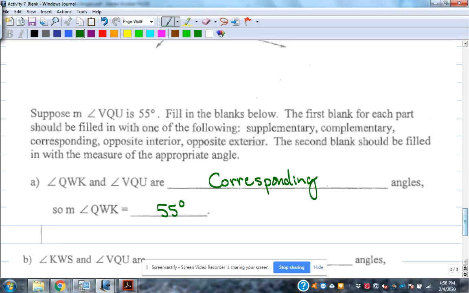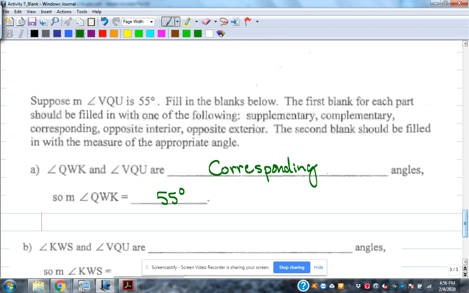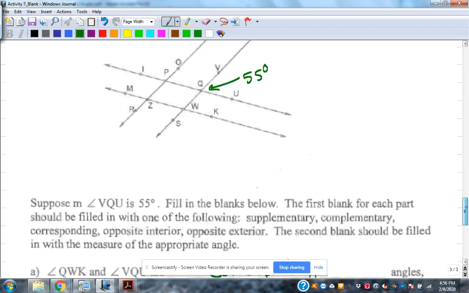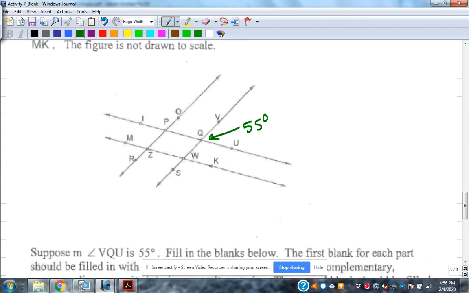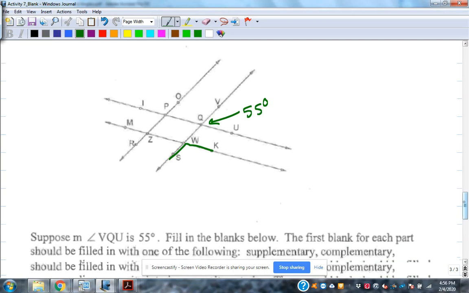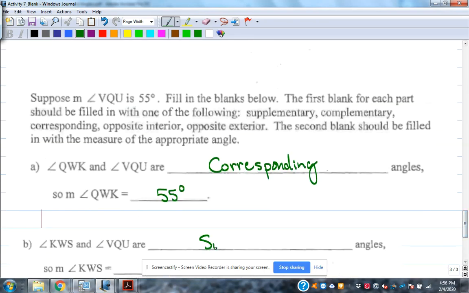The next question asks about angle KWS, and then the one we know about. So I'm going to go up here, KWS. Supplementary. Good job. That's right. Can you tell us why?